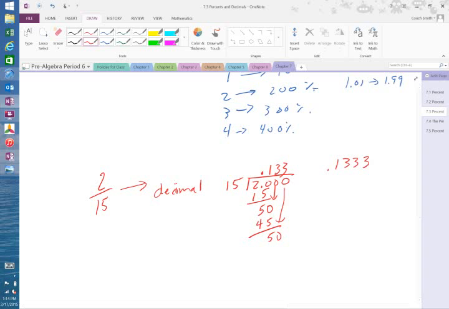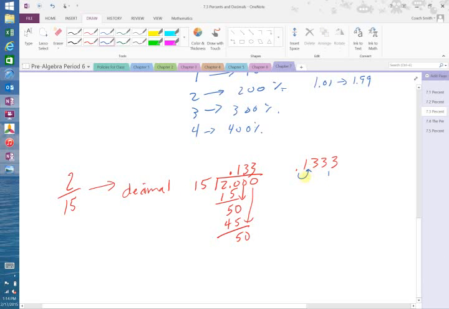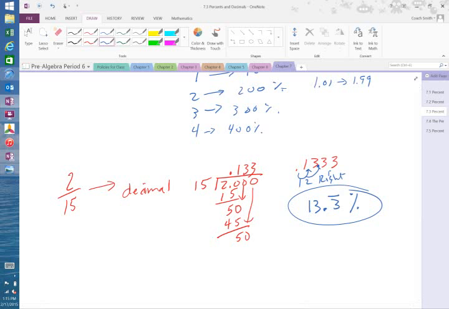This book is not requiring that. All I have to do here is move the decimal 2 places to the right. So it's 1, 2 to the right. So I'm going to get 13.3 with the bar over the 3%. And that's your answer. 13.3 with the bar over the last 3%. The bar will always go over the decimal number, not the whole number.